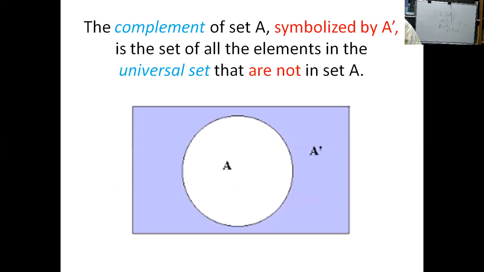So let's look at the complement of a set. So we have A and A prime. The complement of a set, symbolized by A prime, is the set of all the elements in the universal set that are not in it. If we consider this rectangle as a universal set, here's a set A. Whatever is not in set A is set A prime. These two are complements because together they form the universal set.